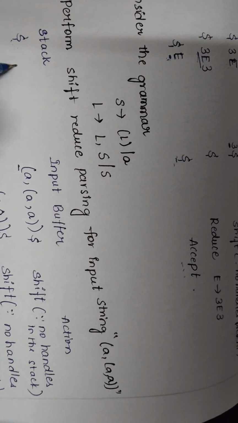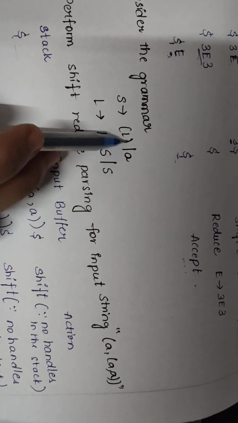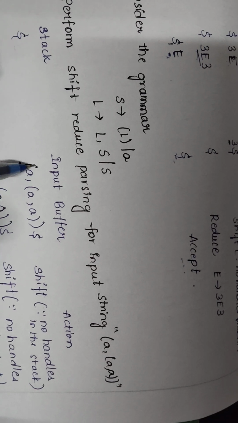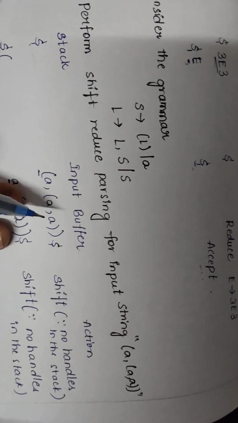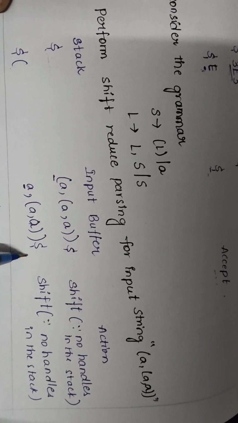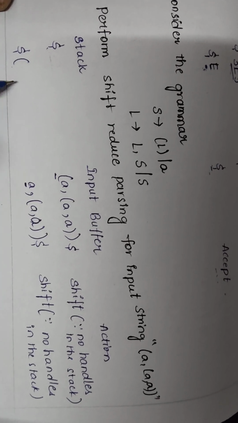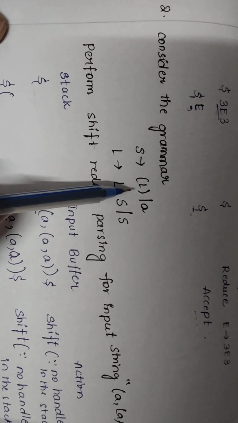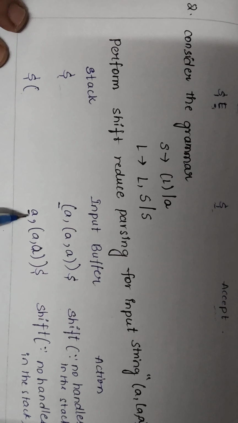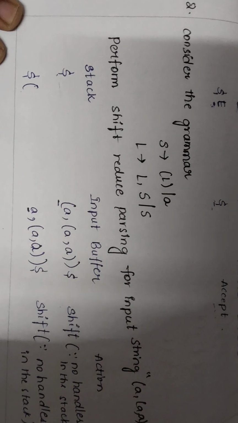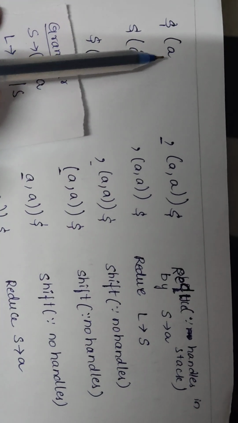So see, we don't have any handles here. These RHS elements are not present in the stack. So shift. We'll be shifting this open parenthesis here. Okay, write the remaining input. Do we have this L only here? We don't have. So perform shift. This A will be shifted here. Okay. So we have shifted A here.